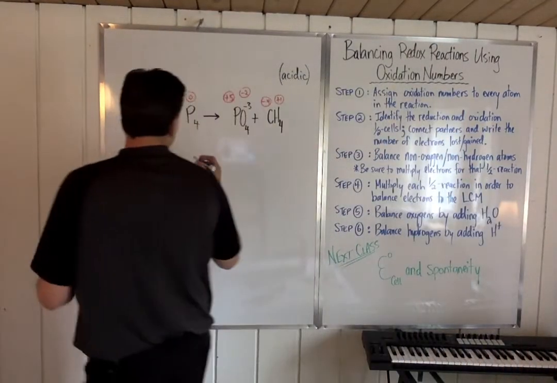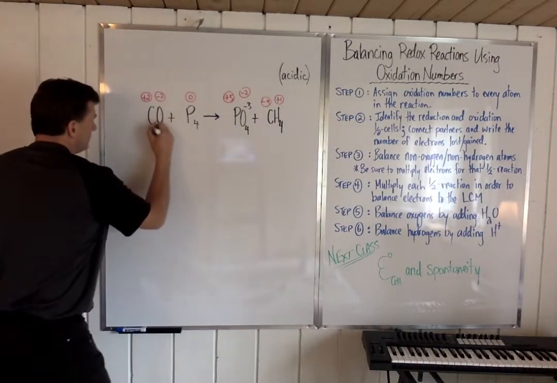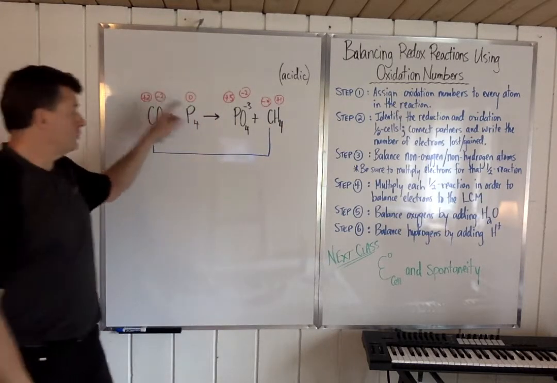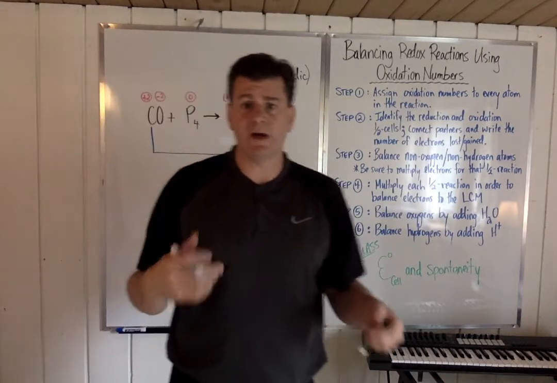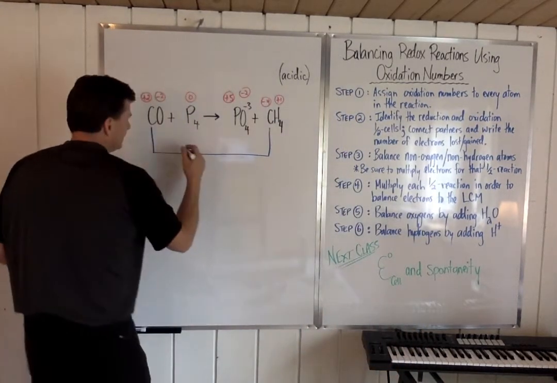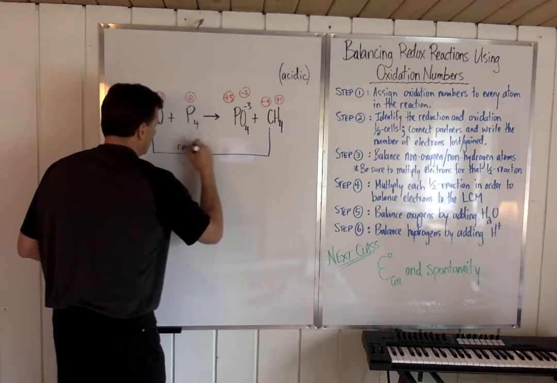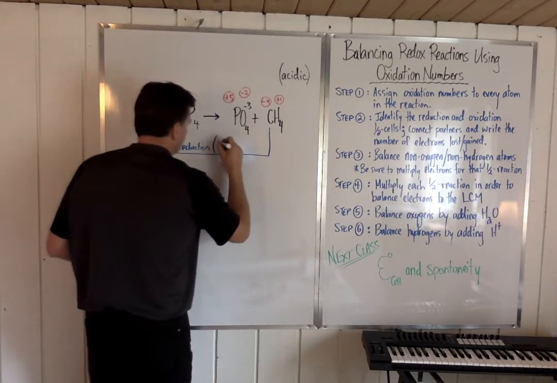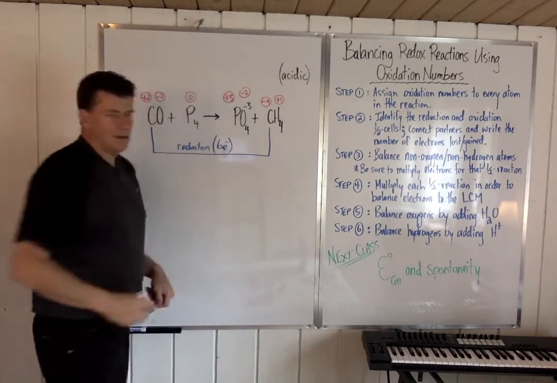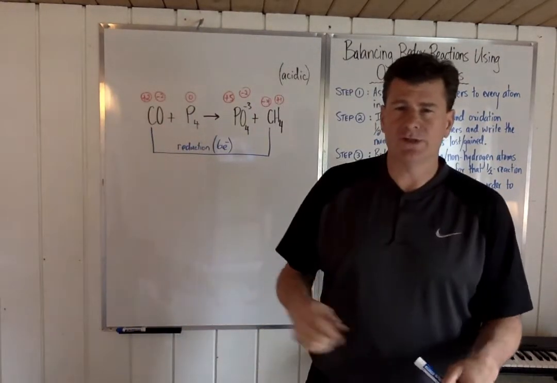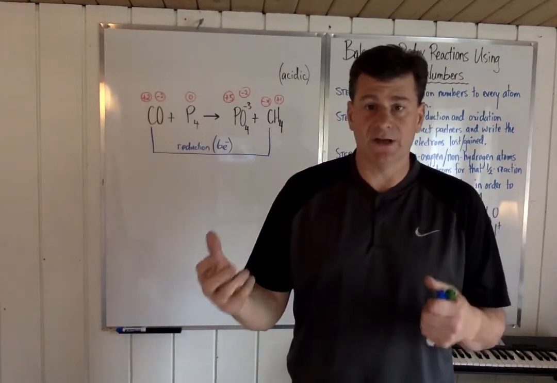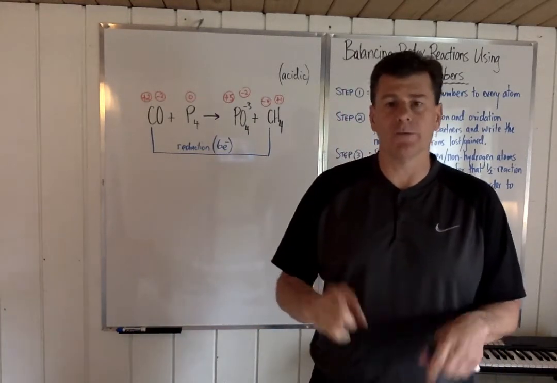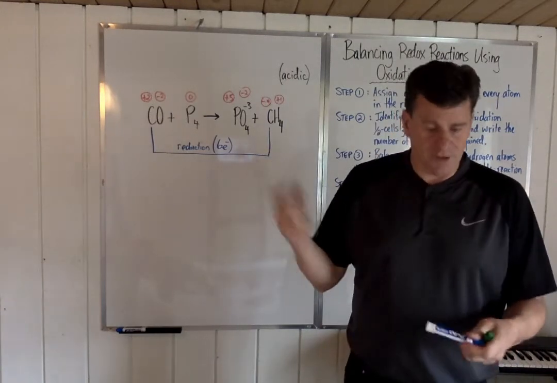So the carbon went from +2 to -4. So +2 to -4 is a reduction. So you write down reduction, and because it went from +2 to -4, that means it must have added 6 electrons per carbon atom. Okay, so again, per carbon atom. So there's what the carbon was doing.